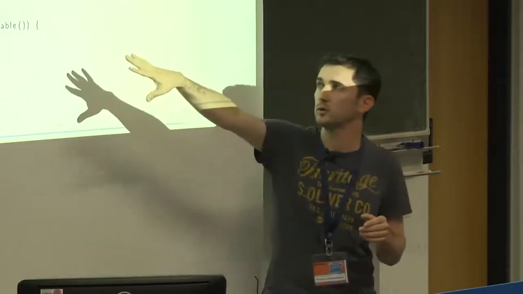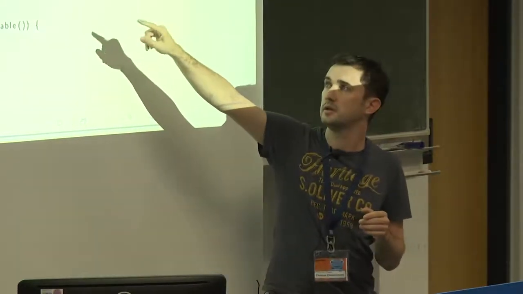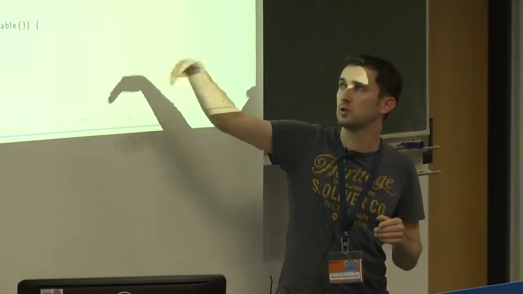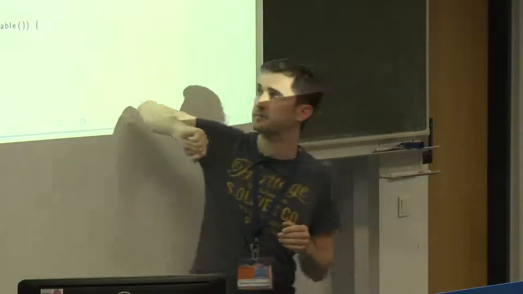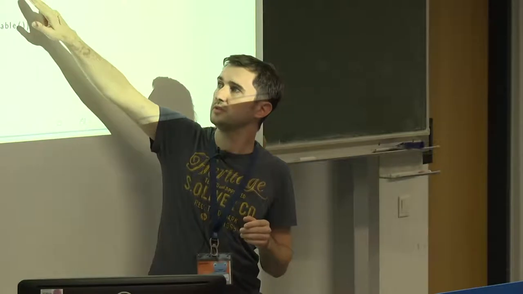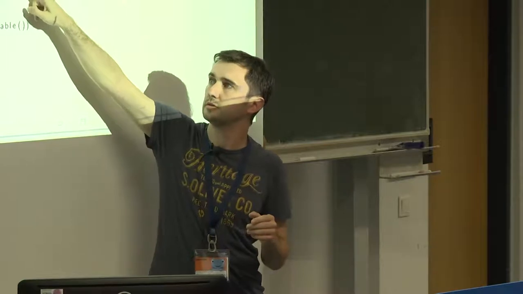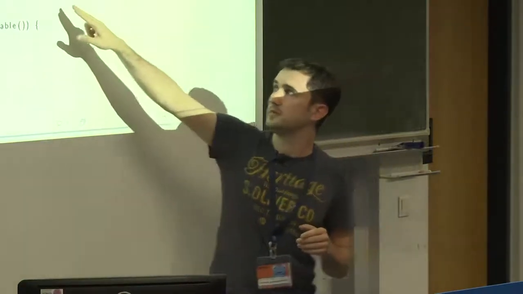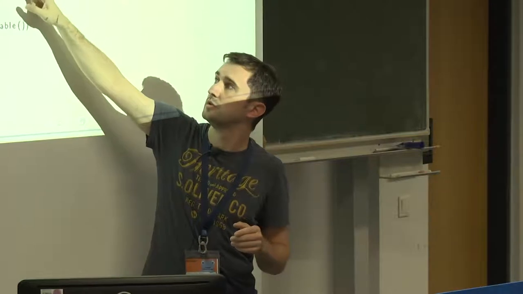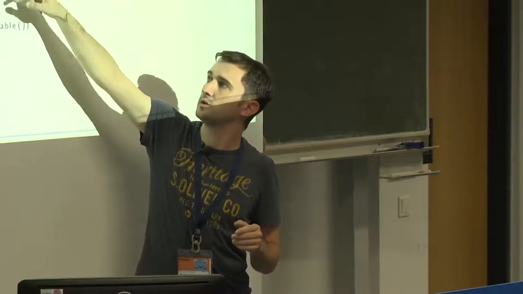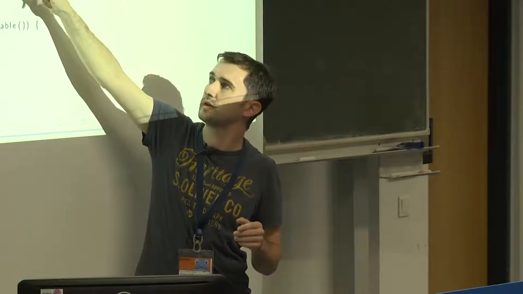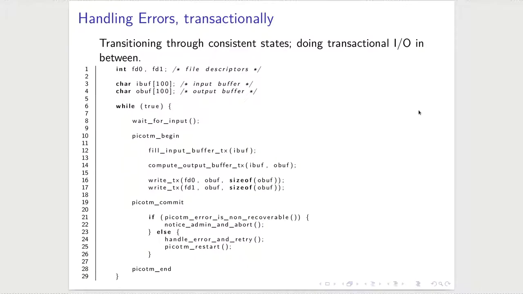It does not report an error to the execution code. It instructs the picotm framework to roll back the transaction. Rolling back this time means we are throwing away that write we did here, or at least we saved here for later commit. We are undoing anything we did in the output buffer tx function. Fill input buffer tx didn't have any side effects, and then we're back at begin. And from begin again, we go to recovery, handle error, and retry for a disk full error.